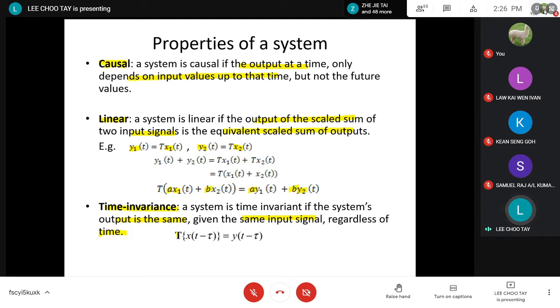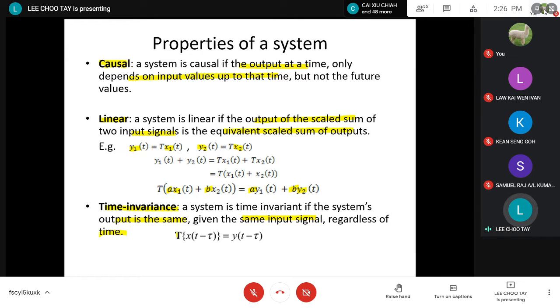That is very important again in communication systems. If I transmit a signal in the morning, and I transmit the same signal again in the afternoon, the receiver should actually receive the same signal, the same set of signal. So that is for time invariant.